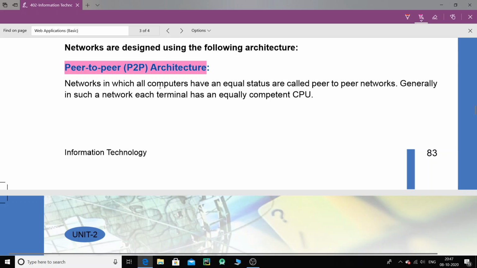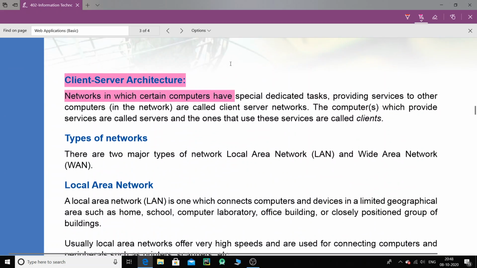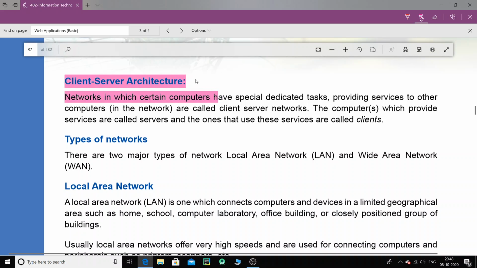A network in which all computers have equal status is called a peer-to-peer network. Generally in such a network, each terminal has an equally competent CPU. So basically all the computers are of equal configuration. Remember this.